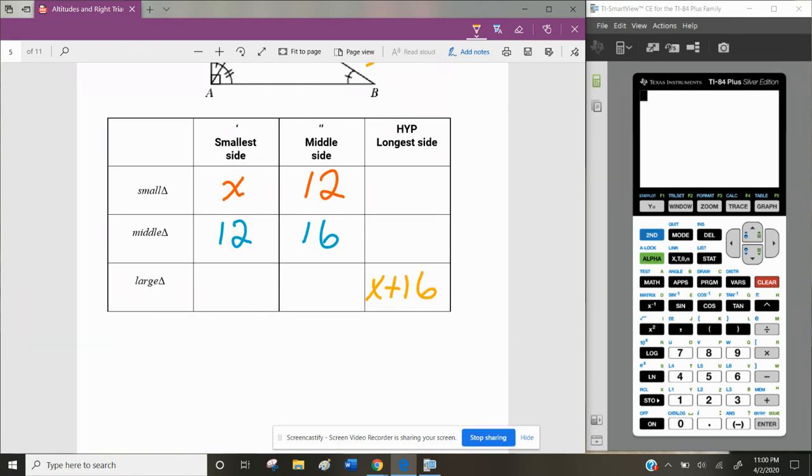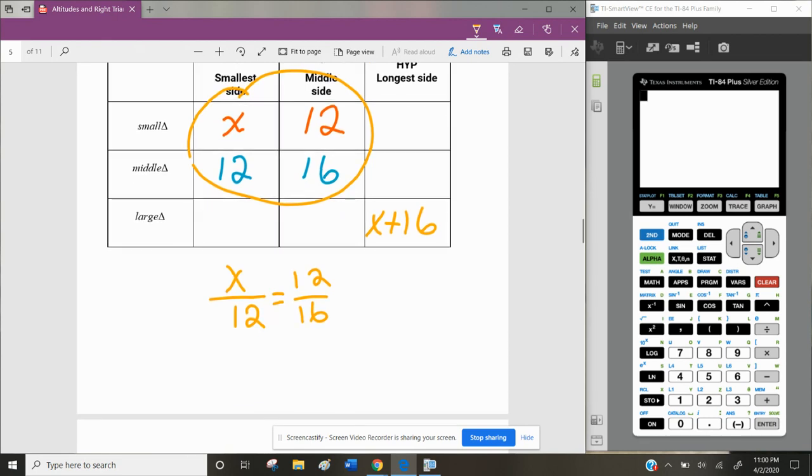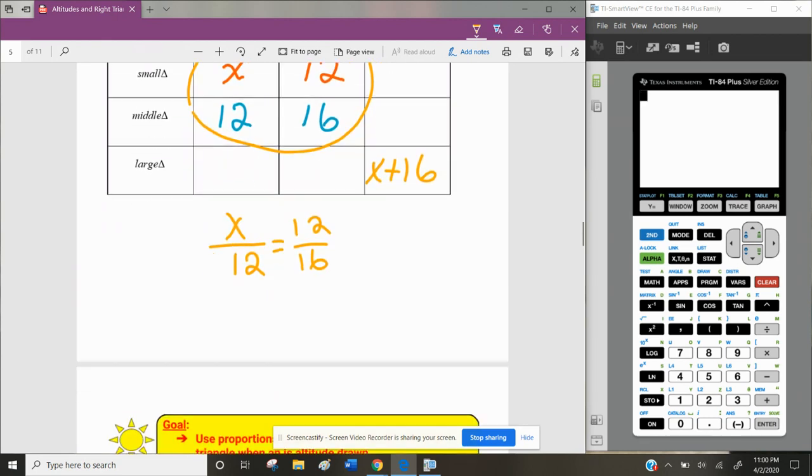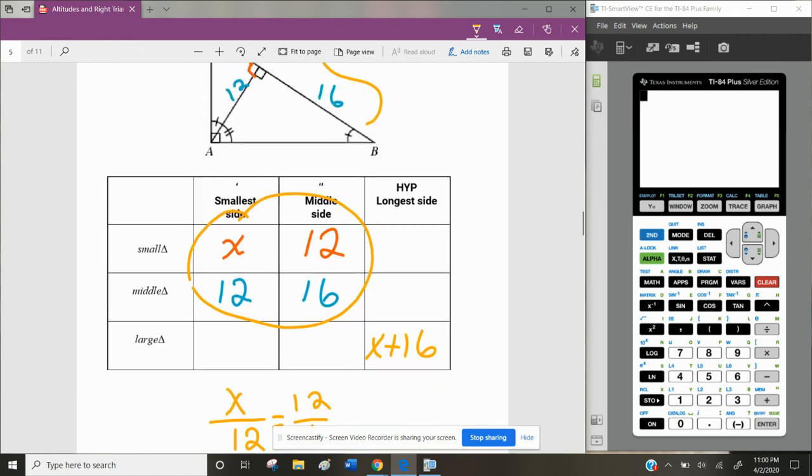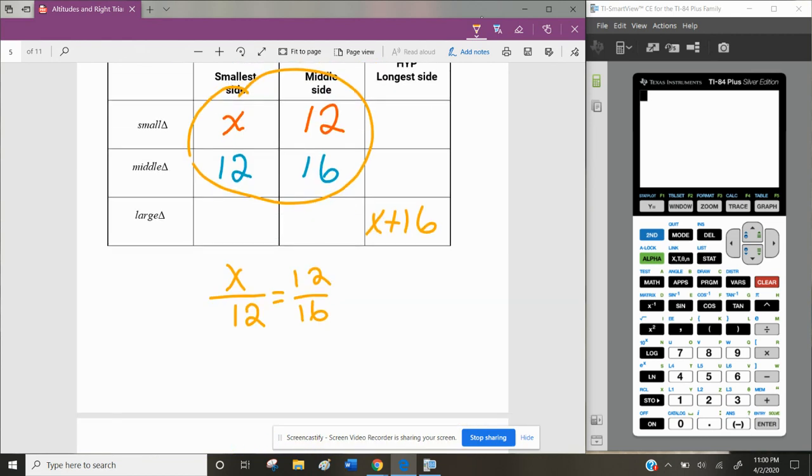I need a row and a column, a pair of rows and columns to go together, so I'm going to use this pair here. This gives me my proportion that I will now solve through cross multiplication to get the missing side CH, which is x. It's what I set x equal to at the beginning of the problem. If I want x by itself, I would multiply both sides by 12, and that is going to leave me with 9. So CH is 9.